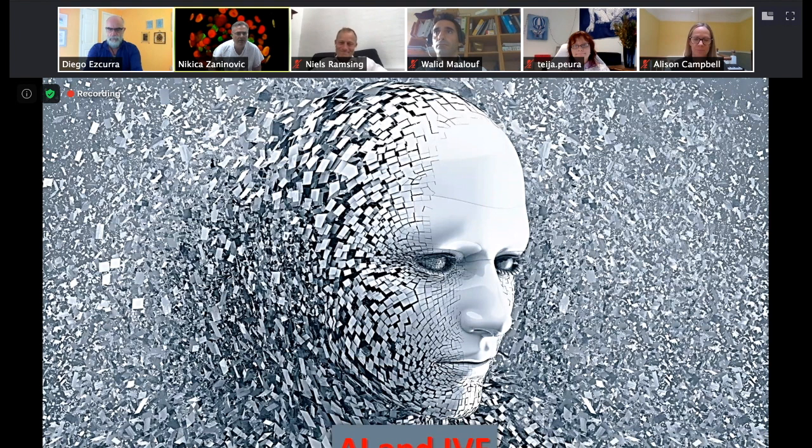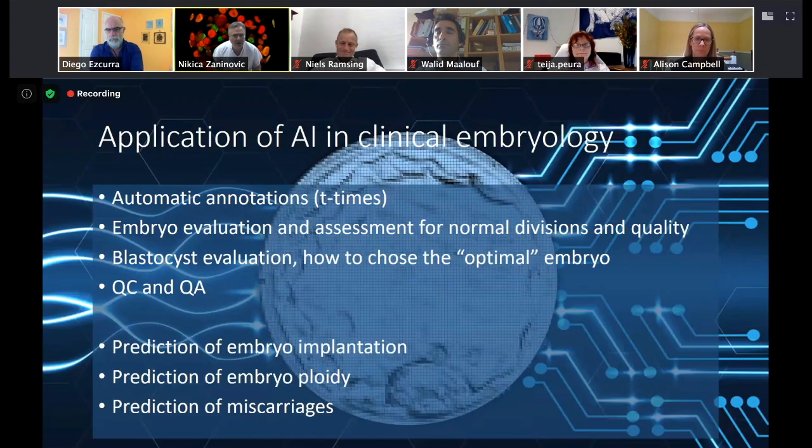AI and IVF. How we see AI in, let's say, embryology. First of all, automatic annotations. We don't want to annotate these. We don't want to do this. And Niels is on the right track there. We also want embryo evaluation to be done by AI, not by humans, because there are very big variations. And how to choose them, it's a very big deal.